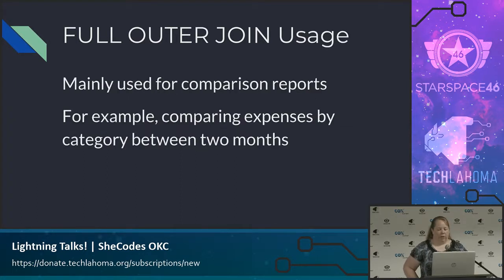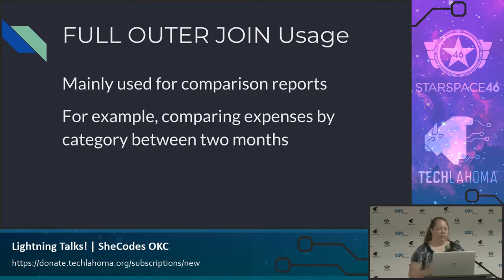Like I said, I use them mostly for reports where I'm comparing two things, like the customer wants to see the expenses by category and compare January and February. Well, I want to see this category if it had an expense in either month. An inner join would only give me the result if it was in both months.